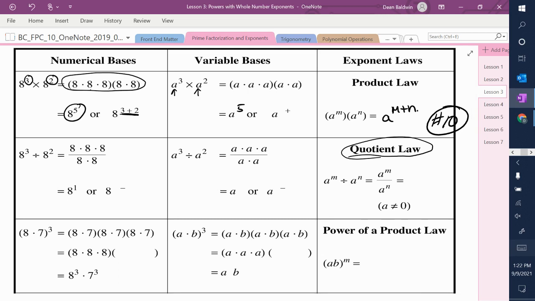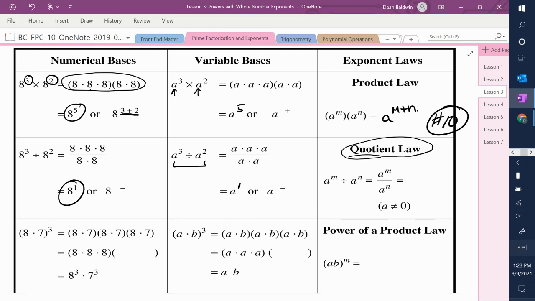Well, you tell me. What is the trick? If I tell you that a cubed divided by a squared equals a to the 1, what do you do with the exponents? You subtract them. When you're dividing, you subtract the exponents, as long as the bases are the same. So what is a cubed divided by a squared? A to the 1, right? You can write the 1, but most people don't write the 1.